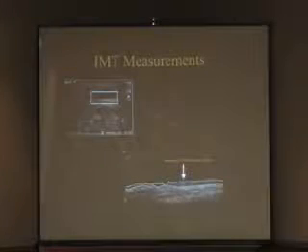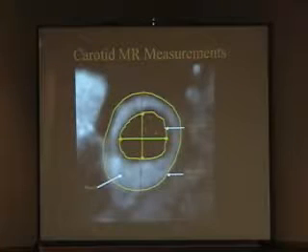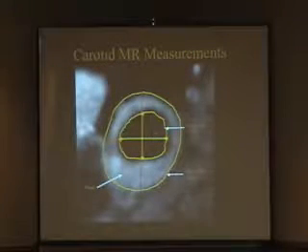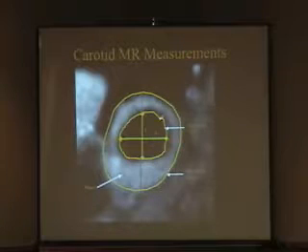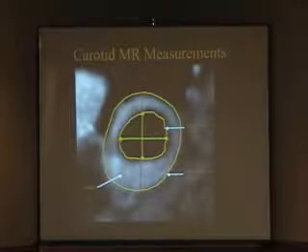As you're very familiar with IMT, you can have automated edge detection and measure the borders of the wall from the intima to the media. The MRI is slightly different. It actually provides more information because you're measuring the whole plaque, looking from the inner wall all the way out to the outer wall, including the adventitia. So you're really looking at the whole burden of the disease, and you can measure this both in a longitudinal fashion and in a cross-sectional fashion, as I mentioned here. And this can be traced automatically as well.